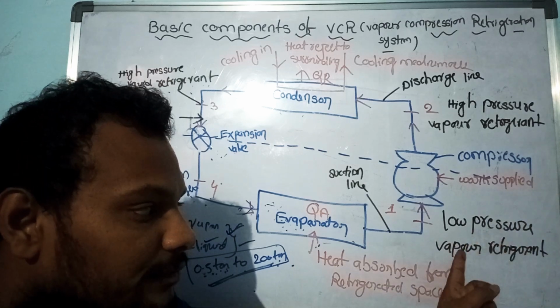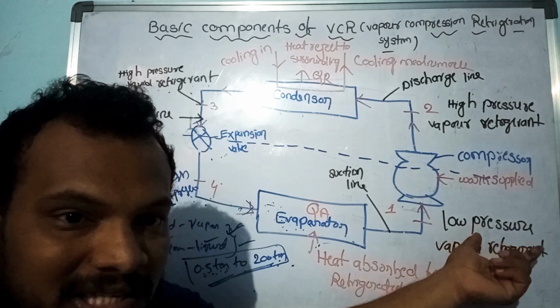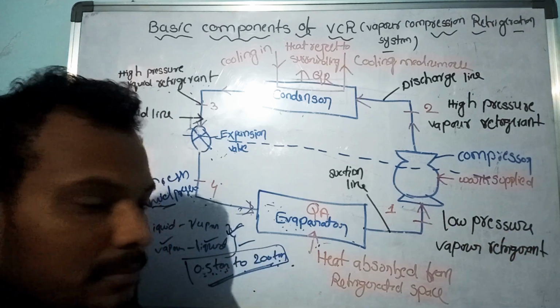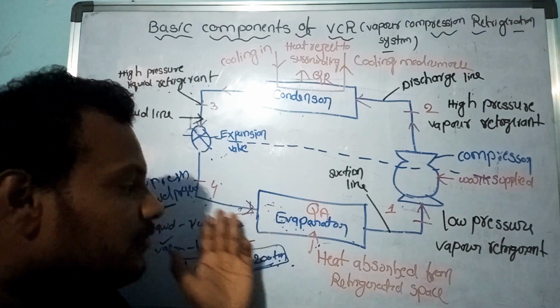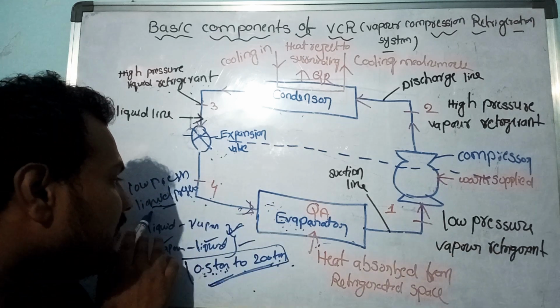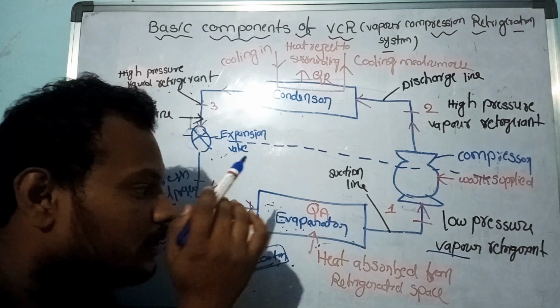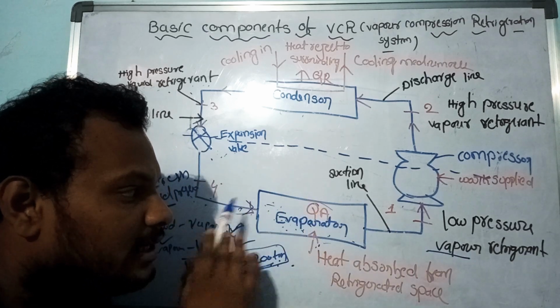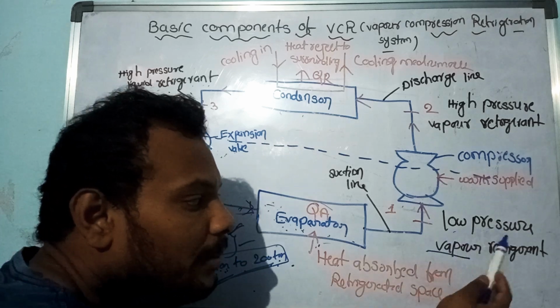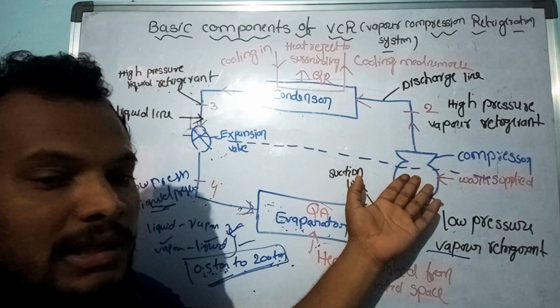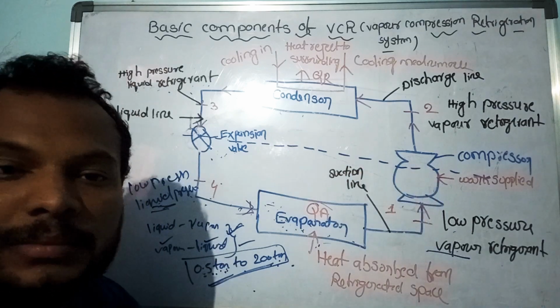There is no change in pressure, because there is no increase of pressure, but it changes from the liquid state to the vapor state. By absorbing the heat, the low pressure liquid refrigerant is converted into a low pressure vapor refrigerant. Again the low pressure vapor refrigerant enters the compressor, and the cycle is repeated.